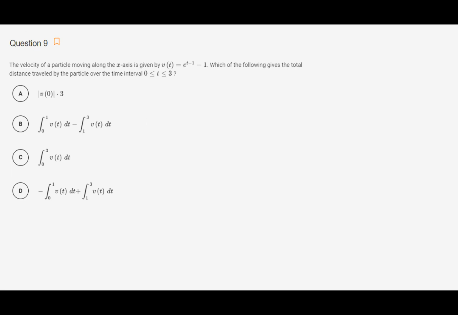Okay, and then question 9, I think this is the last one. Nope, 9 and then 13. The velocity of a particle, so they give you this v of t function. Which of the following gives the total distance traveled by the particle over the interval from 0 to 3? All right, so distance, I want the absolute value of my velocity function. Okay, so total distance on here.